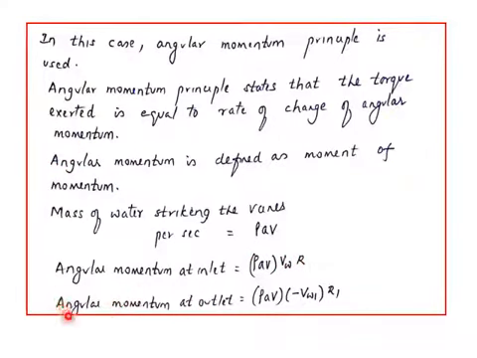Now angular momentum at the outlet can also be calculated like rho av. Here it is minus vw1, because it is in the opposite direction of this, and the distance is r1. Why do we take vw, the velocity of whirl? Because the perpendicular distance to vw is r, and that's the reason why, to take moment of momentum, we take the component vw. Here also the component minus vw1 is taken.